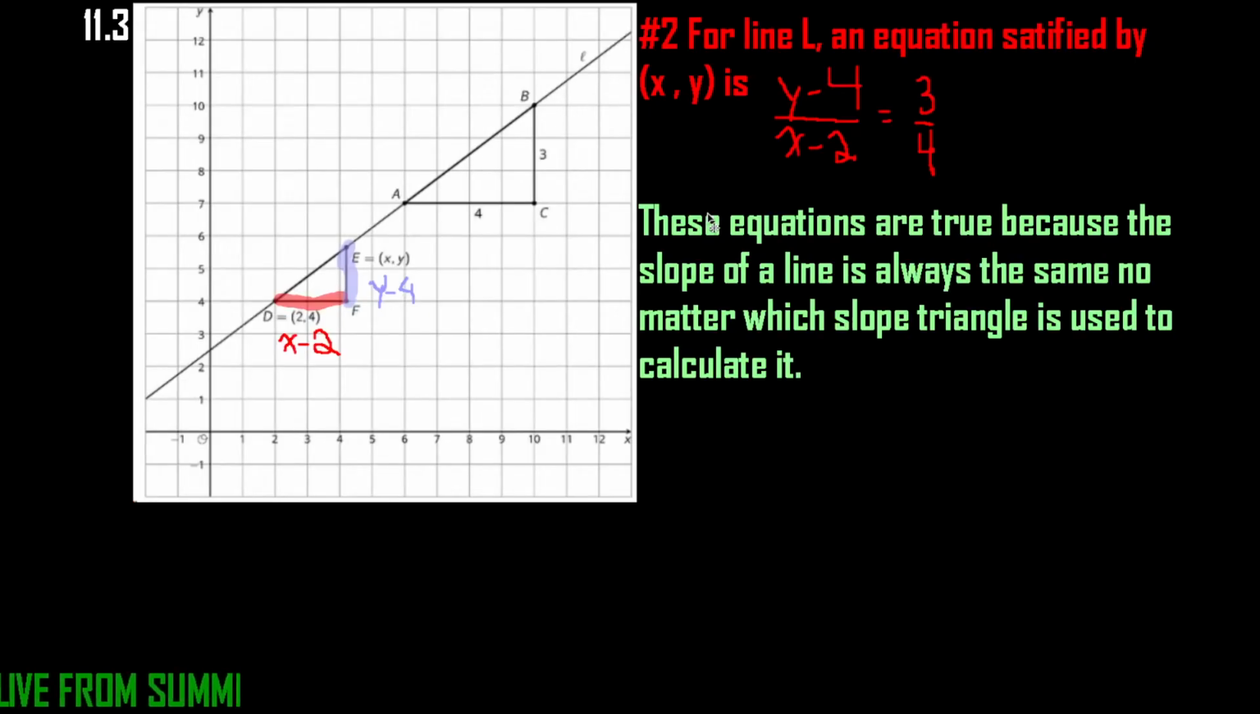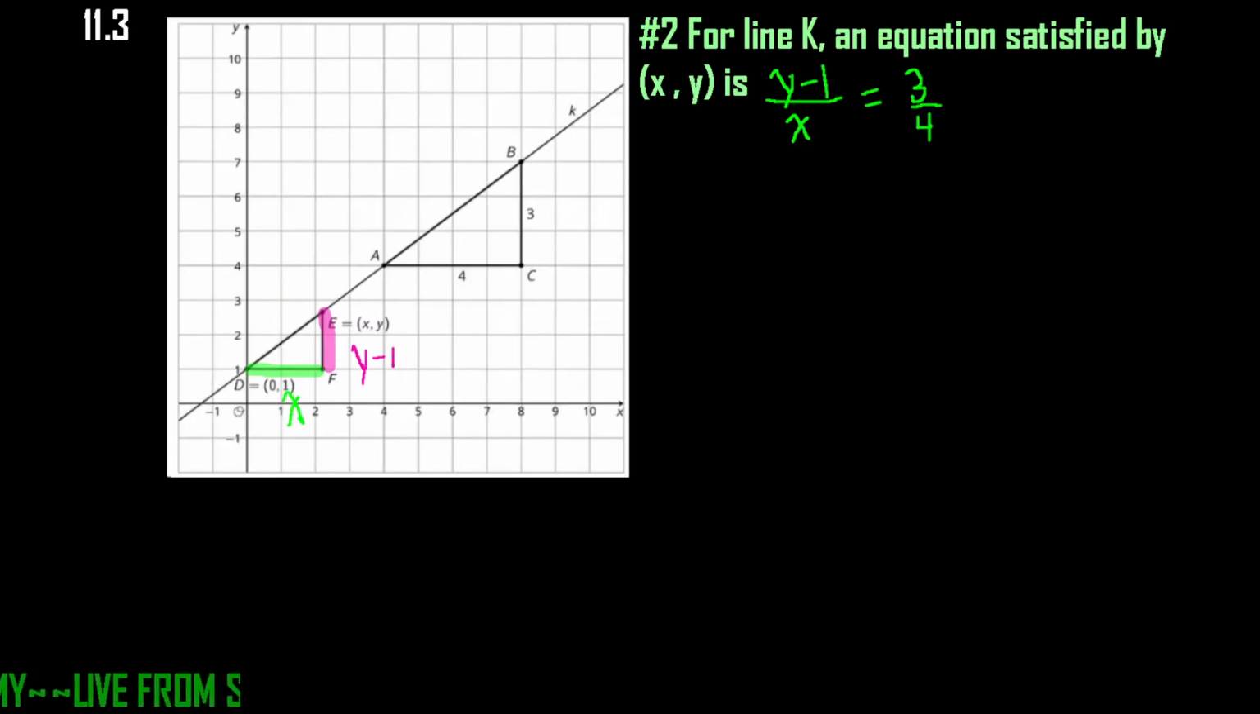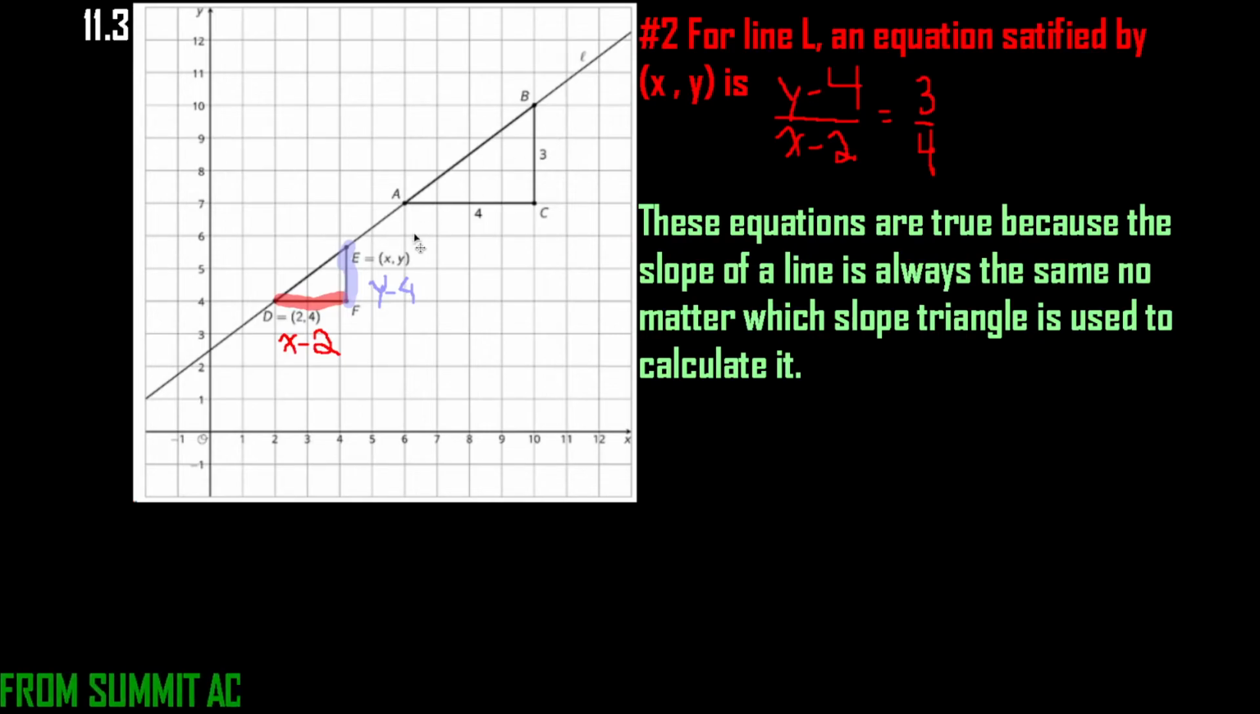For the other diagram, I can say for line L, the equation is satisfied by the point x, y. I can say y minus 4 over x minus 2 is equal to 3 over 4. So notice how those triangles in both of those shapes are similar. We're writing equivalent ratios for that long side and that short side. And I know these equations are true because the slope of a line is always the same no matter which slope triangle is used to calculate it. So as long as I'm using that information from the given triangles, I can write that ratio for ourselves.